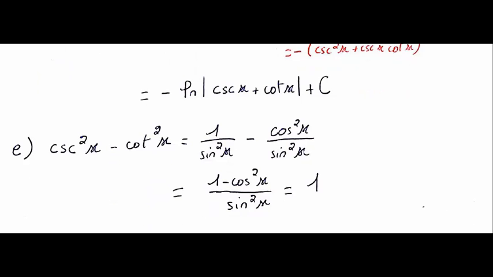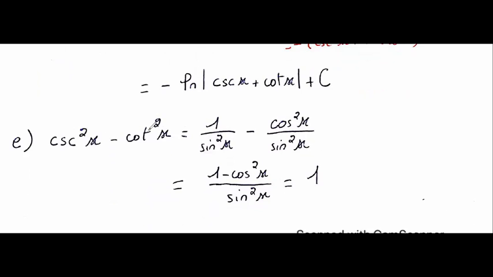And finally, cosecant squared minus cotangent squared is equal to 1, because 1 over sine squared minus cosine squared over sine squared would be 1 minus cosine squared over sine squared, and 1 minus cosine squared is sine squared, so sine squared x over sine squared x would be equal to 1.